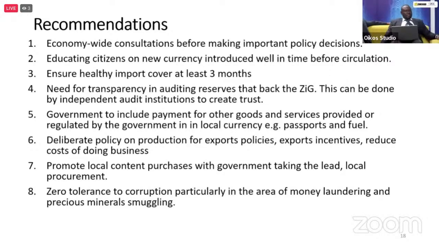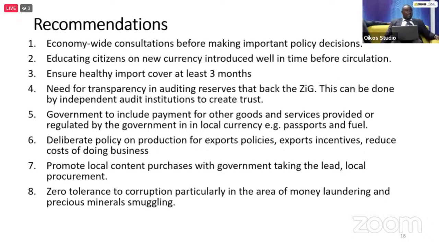Also, there is need to educate citizens on a new currency well in time before it starts to circulate. But this time around, we see a situation where the education is going to come well after the introduction of the currency. We also need to ensure a healthy import cover, build our reserves, so that we have at least 3 months import cover. We also need some transparency in auditing the reserves that make the ZiG currency.